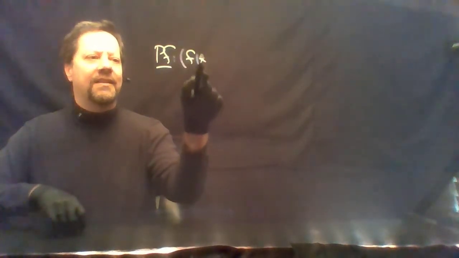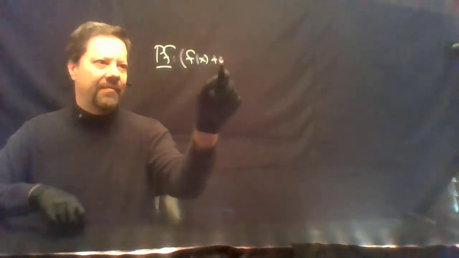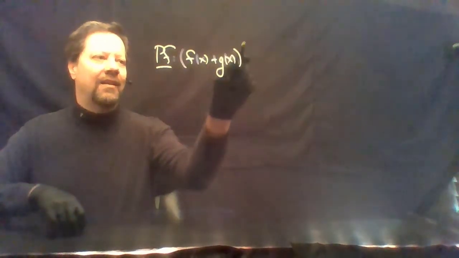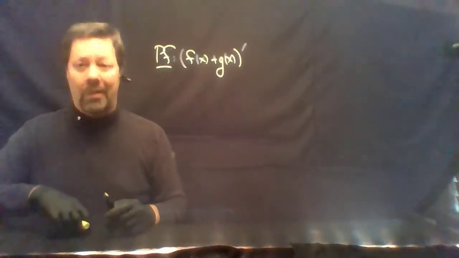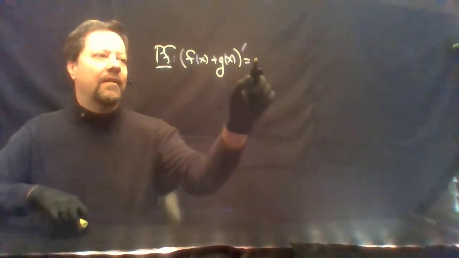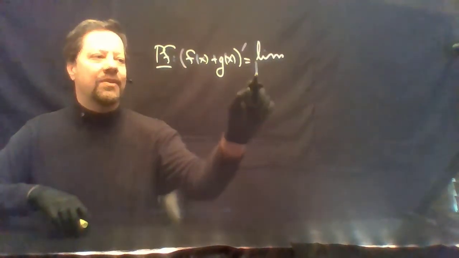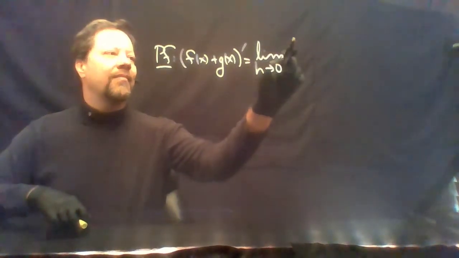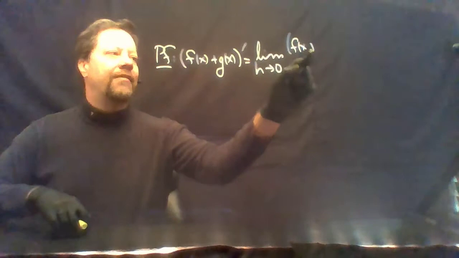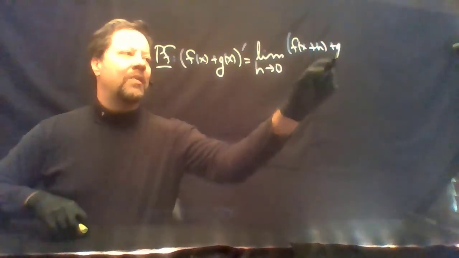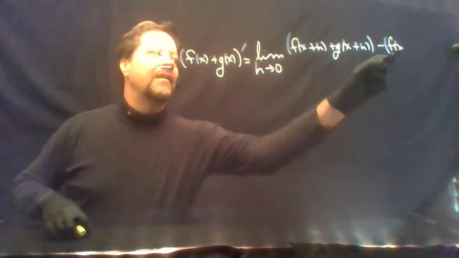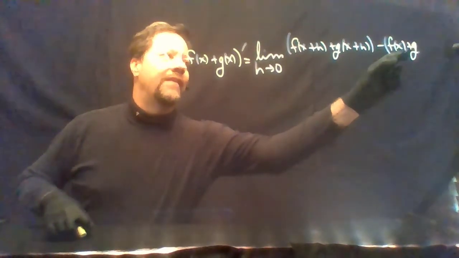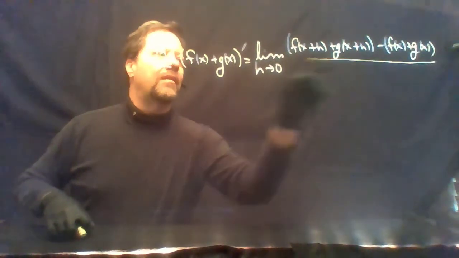I'm going to write it to save a little bit of room here as f of x plus g of x quantity prime. That is, of course, the limit as h goes to 0 of f of x plus h plus g of x plus h minus f of x plus g of x all over h.